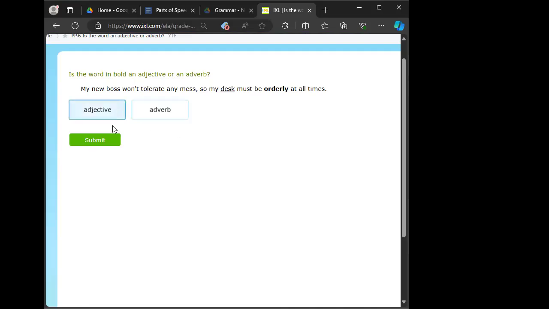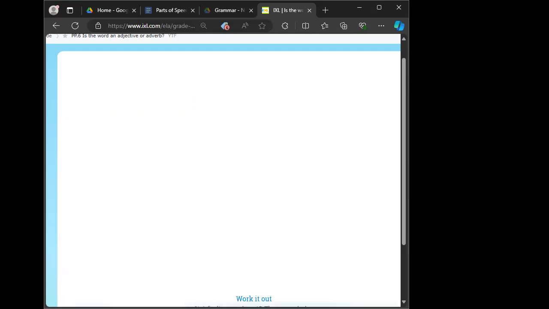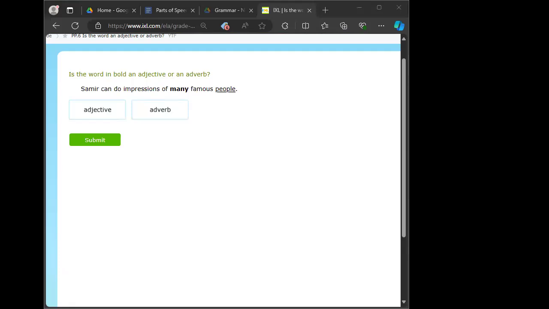Orderly is the adjective. Downstairs is the adverb. Many is the adjective. Some is the adjective. Most is the adjective. Oh no. Often. So it's an adverb.